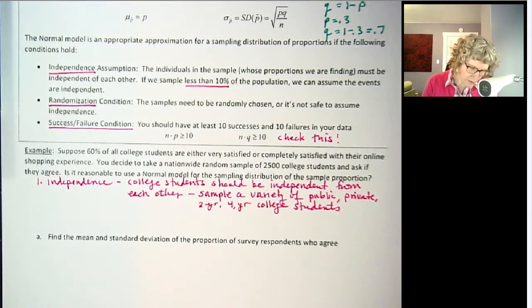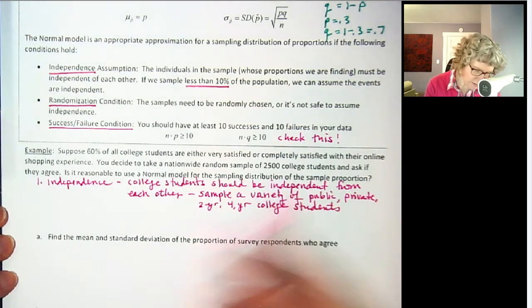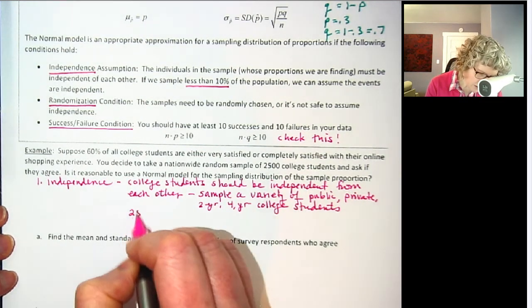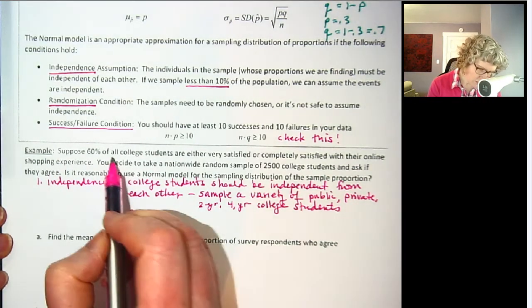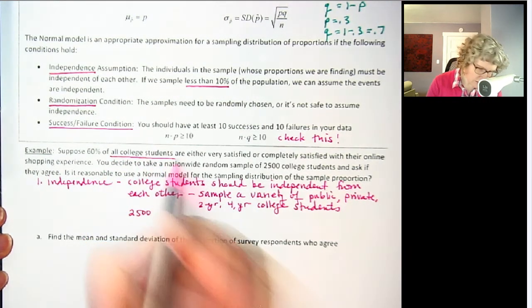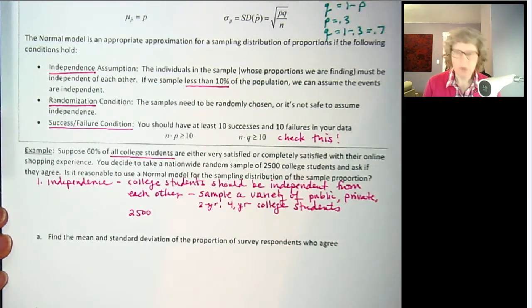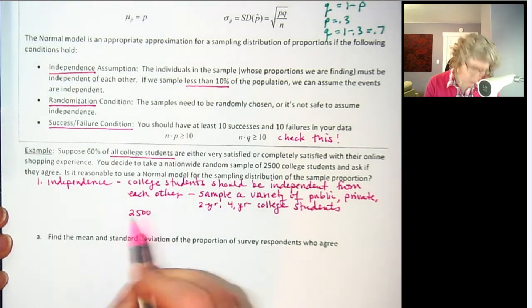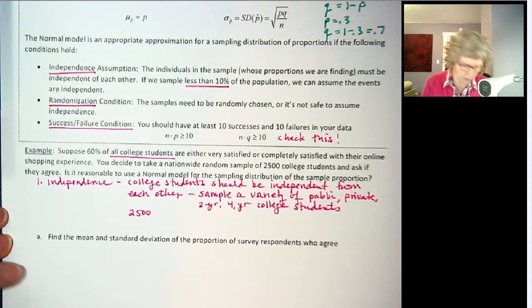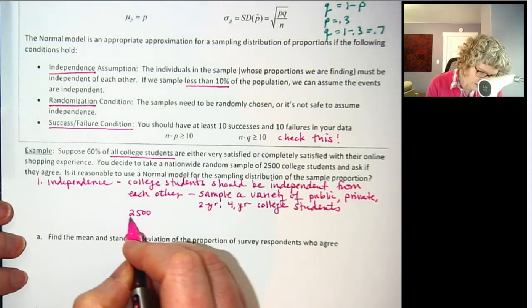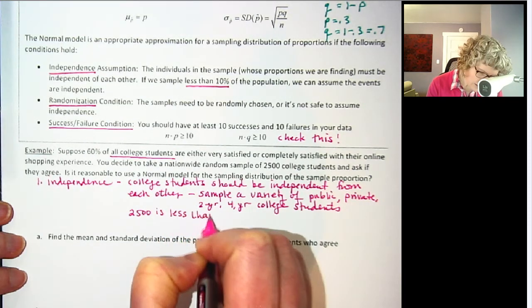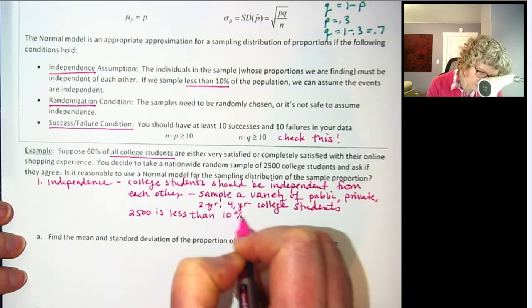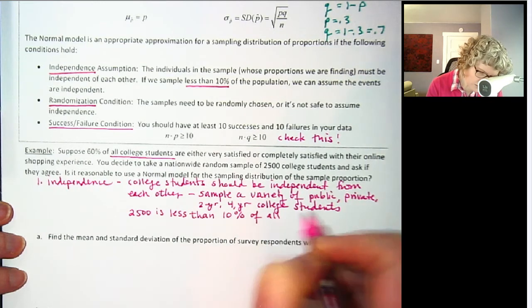Then the other thing we need to check is the 10% condition. Do you think 2,500 is less than 10% of all college students? That's our population, and I would say yes. If we just add a 0, there are way more than 250,000 college students. So we can say 2,500 is less than 10% of all college students.